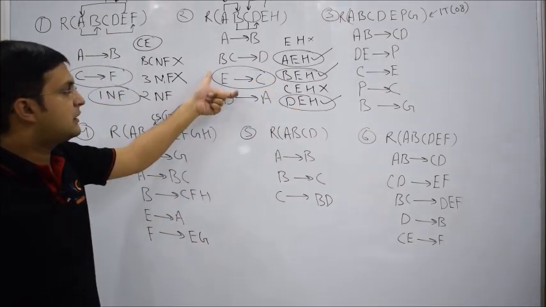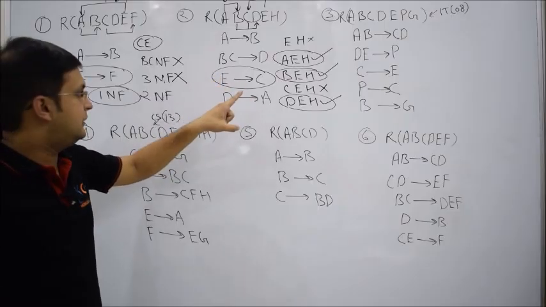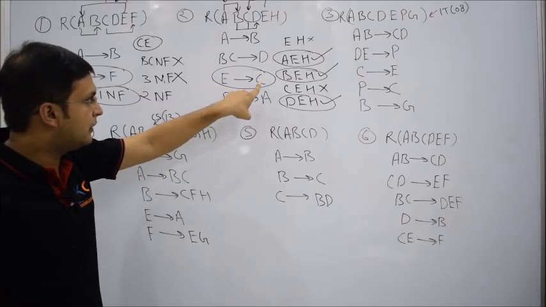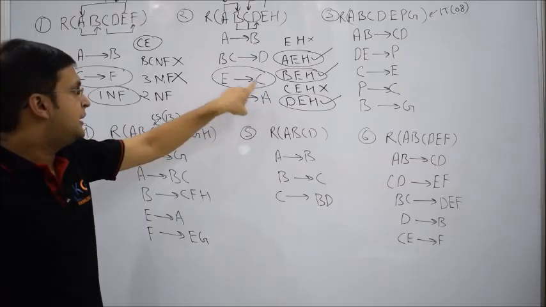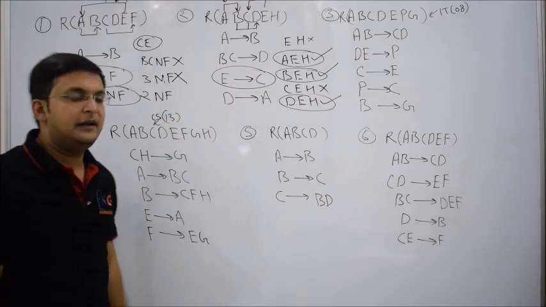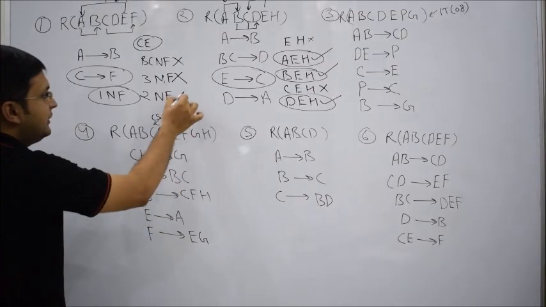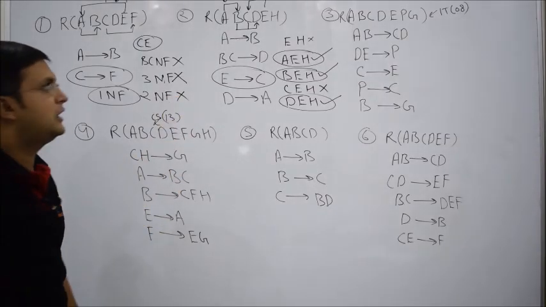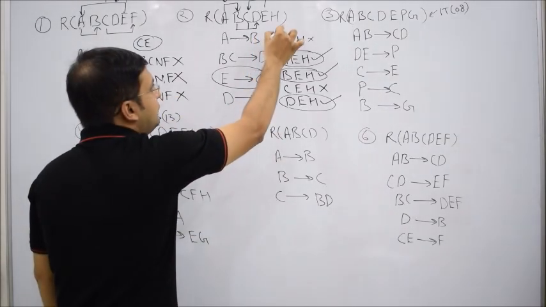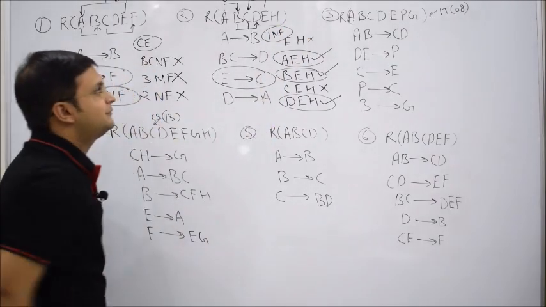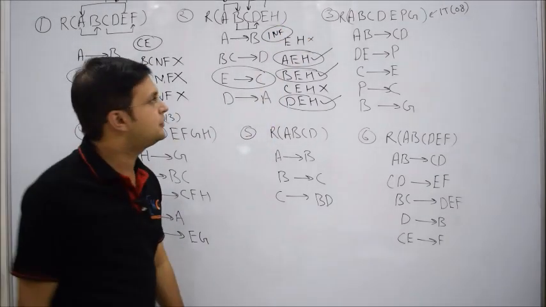Now it's a clear-cut case again of partial dependency where a non-prime attribute depends on part of a candidate key instead of depending on the entire candidate key. Hence I conclude that this table is also not in 2nd normal form, and this table is only in 1st normal form. Okay, now let's check out one more question.